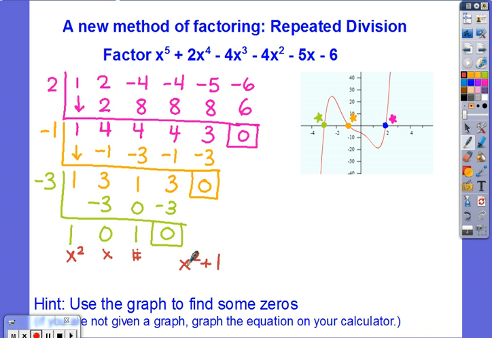Well, there's not really a way to factor that anymore, actually. There's nothing we could plug in for x that would make that equal to 0. So I think we're done. And let's write out our final answer. So here's the final answer.